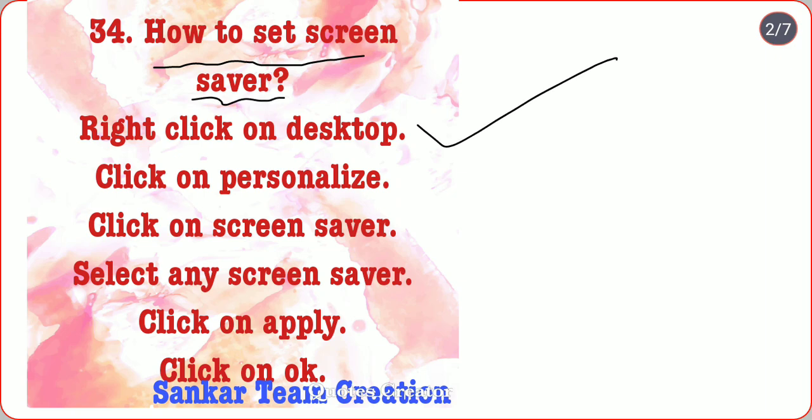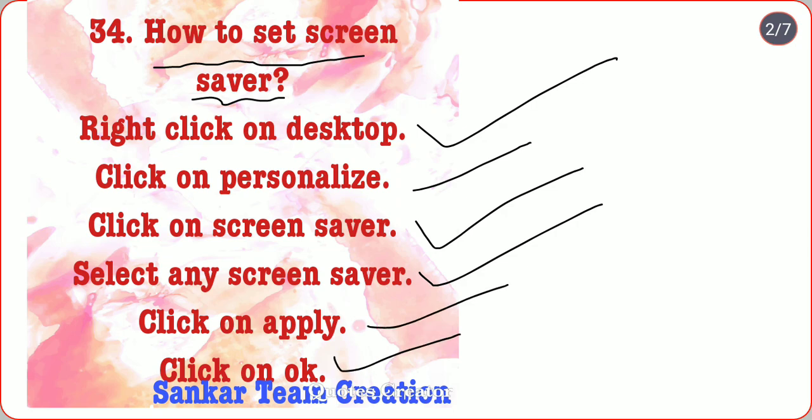Right click on desktop. Next step, click on personalize. Next step, click on screensaver. Next select any screensaver, click on apply, click on OK. That is how to set screensaver. Right click on desktop, click on personalize, click on screensaver, select any screensaver, click on apply, click on OK.